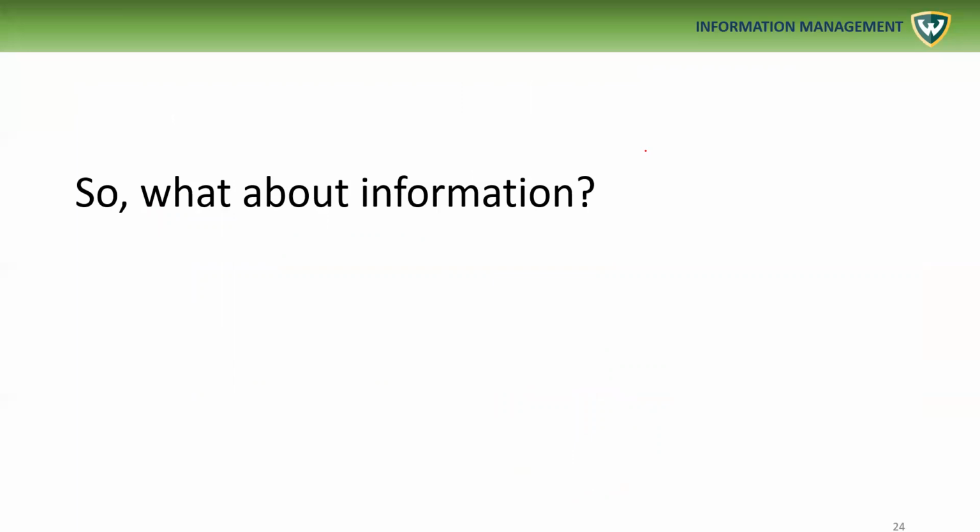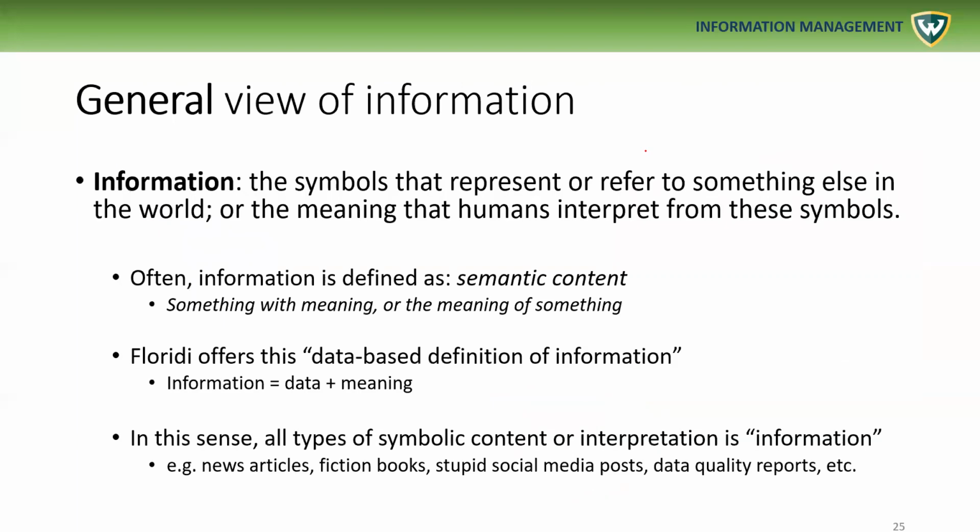So what about information? Well, we also have a general view of information, and that is information as the symbols that represent or refer to something else in the world, or the meaning. So we focus more on the meaning that humans interpret from these symbols. Often information is defined in this way as semantic content, and you see this definition in the Floridi text. Something with meaning, or the meaning of something.